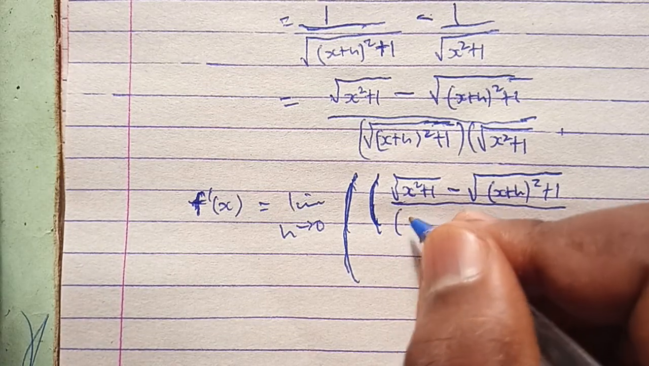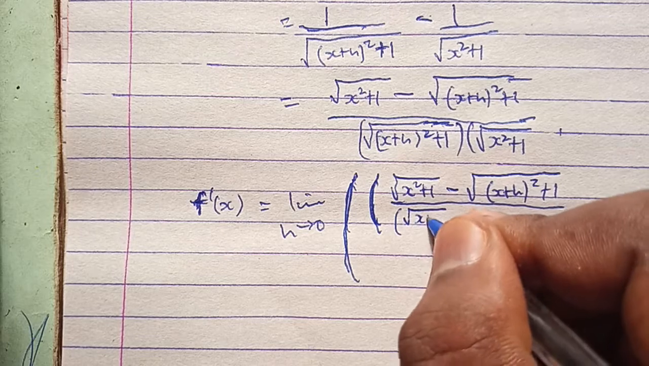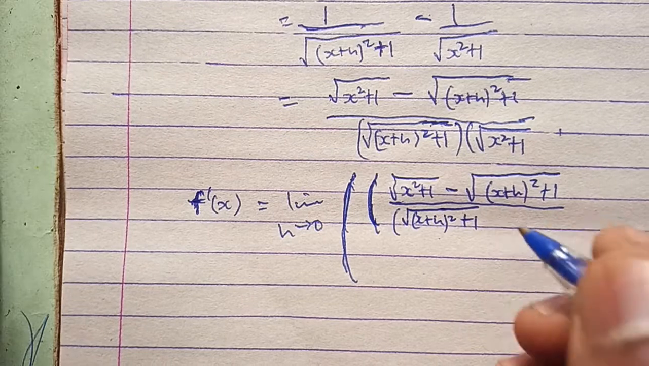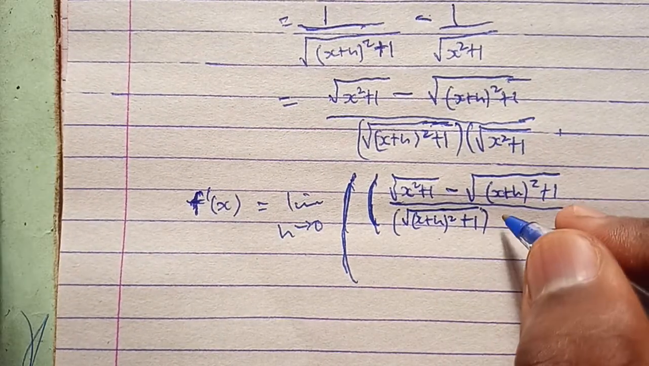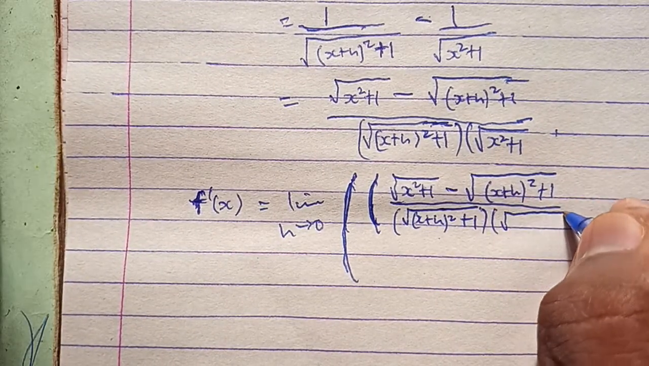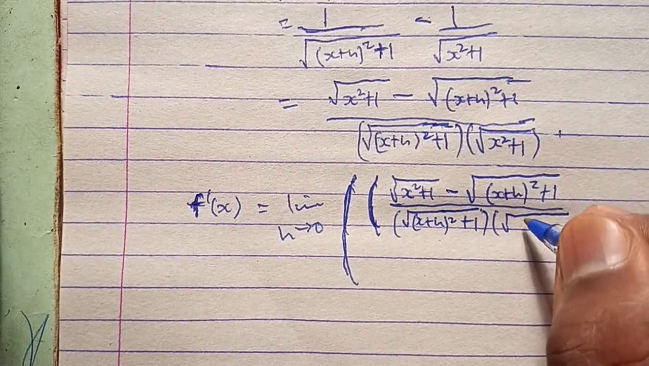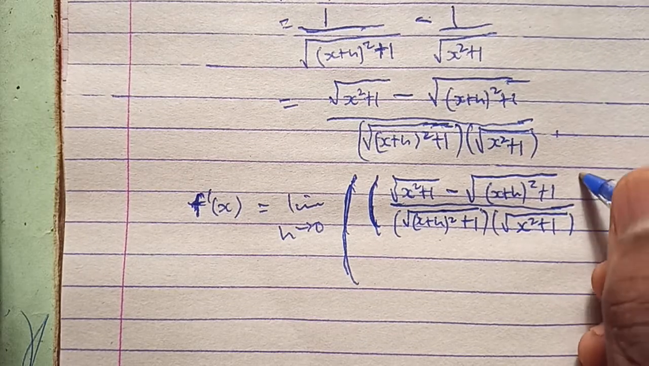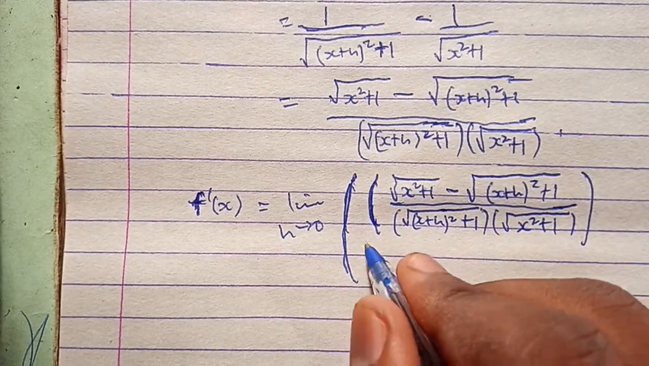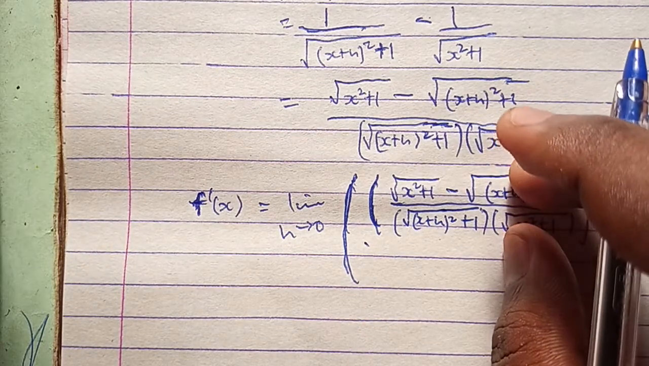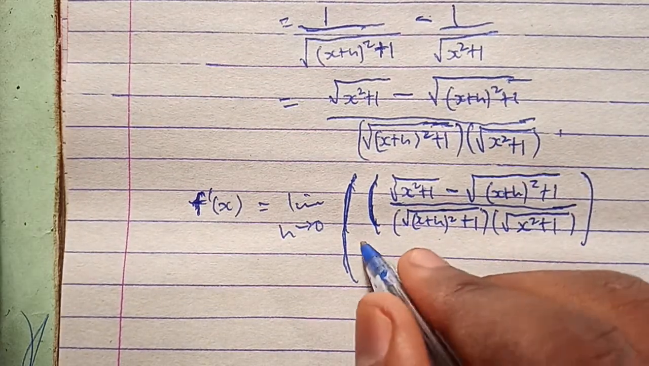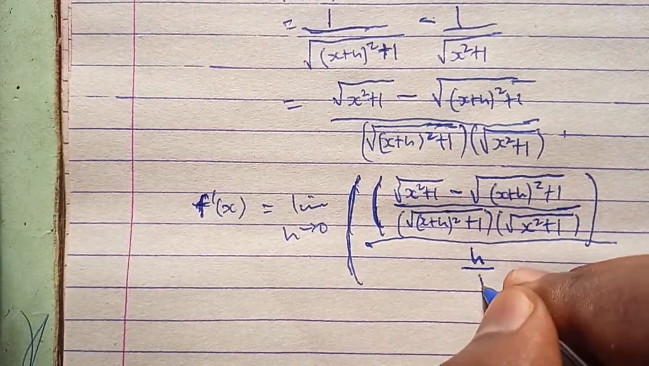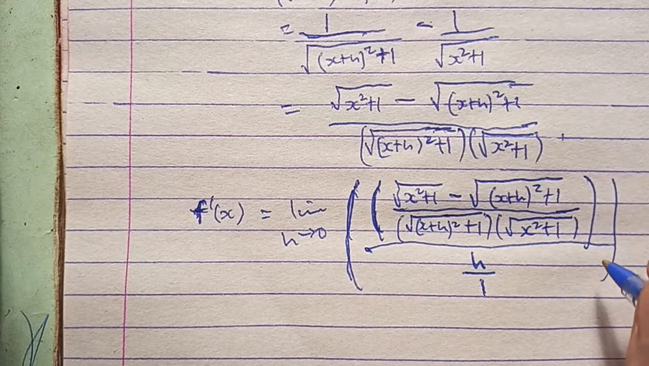square root of x plus h in bracket squared plus 1 and multiplying by square root of x squared plus 1. So that is it, guys. So this particular numerator is also a rational. So all over h, this h will also be over 1. So guys, have you seen that?